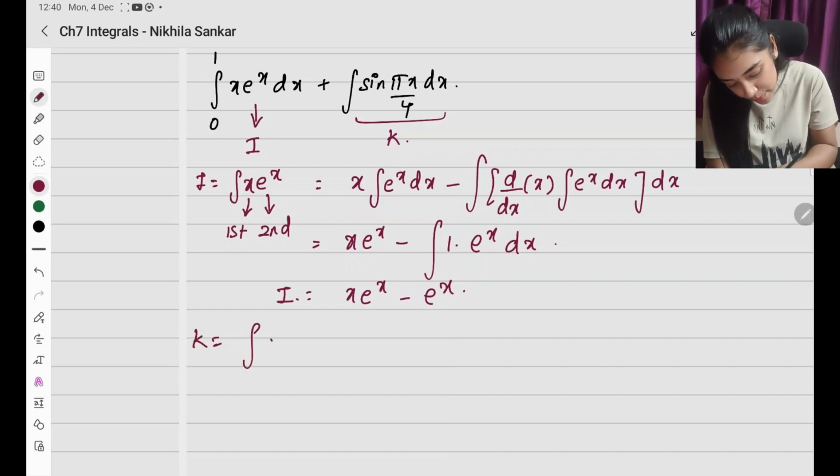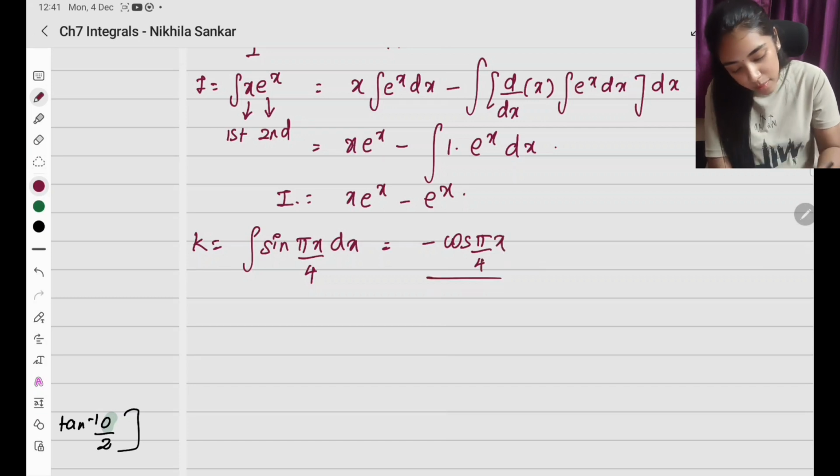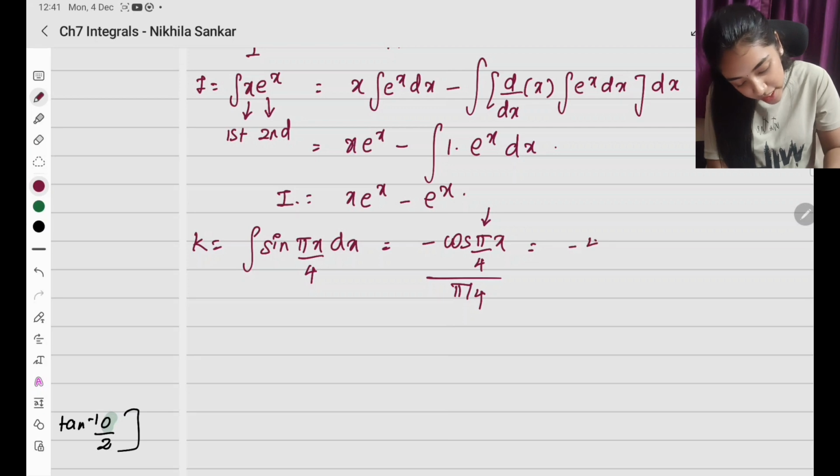K is going to be the simple integral of sin pi x divided by 4 times dx. The integral of sin is going to be minus cos. So minus cos of pi by 4 times x divided by, remember, the coefficient of x, which is pi divided by 4. So what does this become? Minus 4 divided by pi. Pi by 4 is in the denominator, so it comes up as 4 by pi times cos pi by 4 times x.